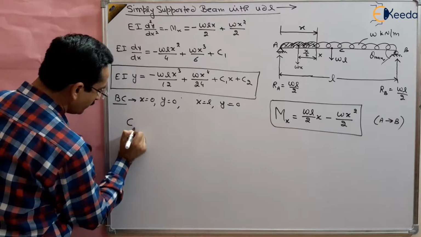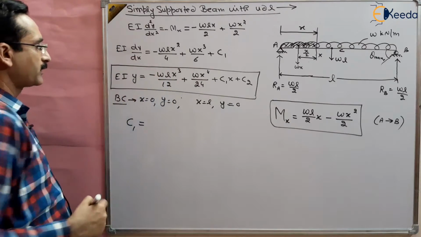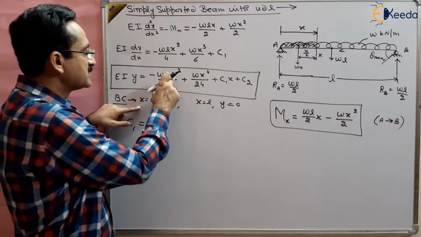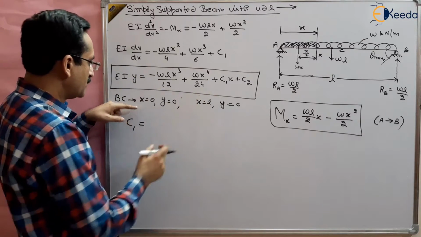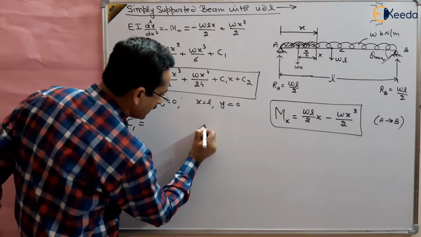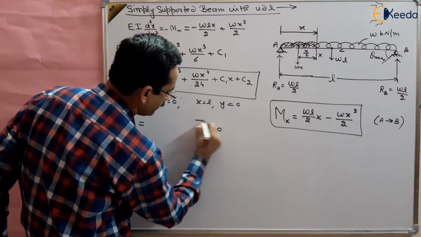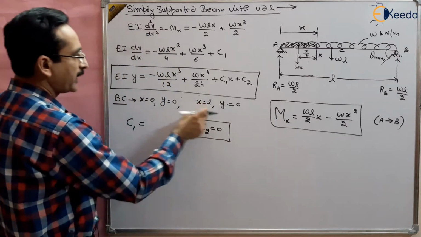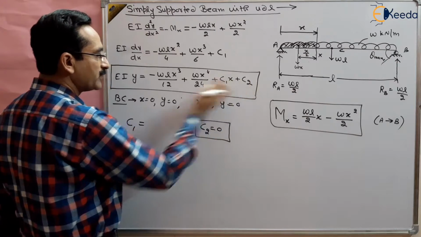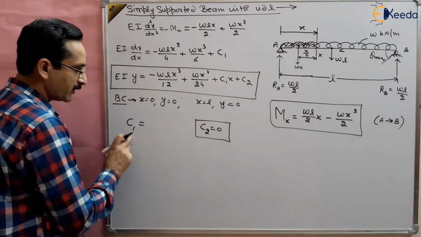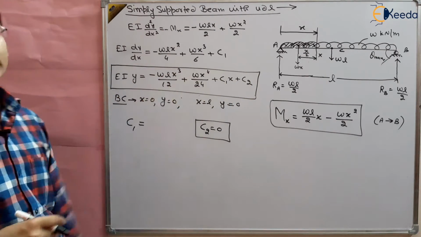From here, solve it. Put the value of x as 0 here, and you will get C2 as 0 because y is 0. So C2 will be directly equal to 0. And put x is equal to L, with L cube, L to the power 4, and C1 L, and you will get the value of C1 here, right? So what is the value of C1?